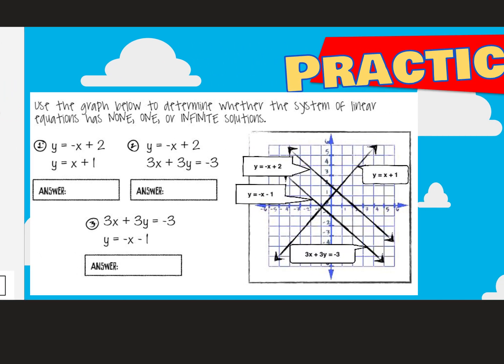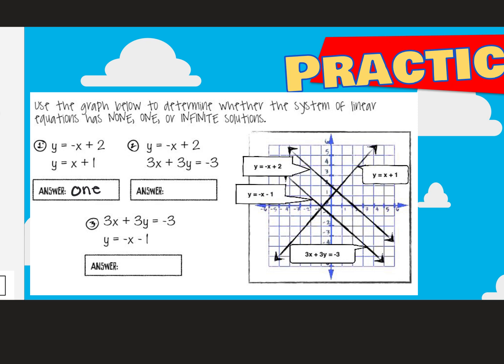The last portion here is your practice, all right? So use the graph below to determine whether the system of linear equations has none, one, or infinite number of solutions. All right, so taking a look here, we have the equations. These are already graphed for us. So we have negative x plus 2, and then we have x plus 1, which is going to give us one solution. We can't really tell exactly what the solution is because it's not exactly on a point.